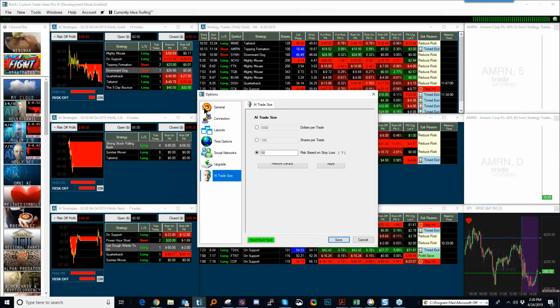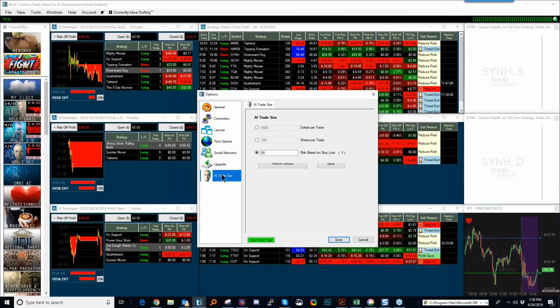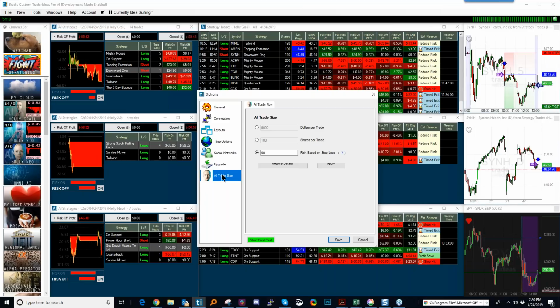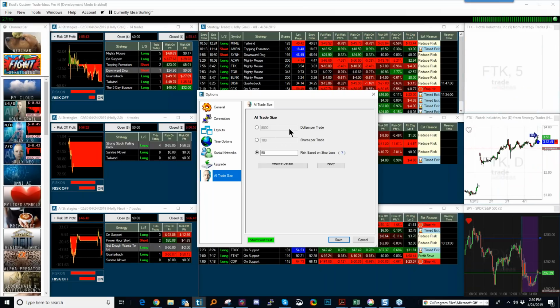Inside of the options area, you go to your toolbar, go to tools and options, and the AI trade size. This gives you the ability to configure the trade size that the AI is going to display and how it will translate into an equivalent dollar value. And so we offer three different ways to calculate it. Each one of these trades that we're suggesting here, you can either calculate it based on dollars per trade or shares per trade, or risk based on stop loss. And that's what I have right here.